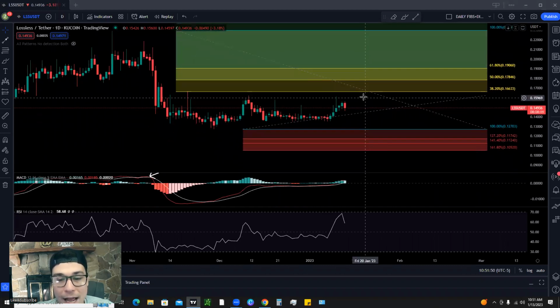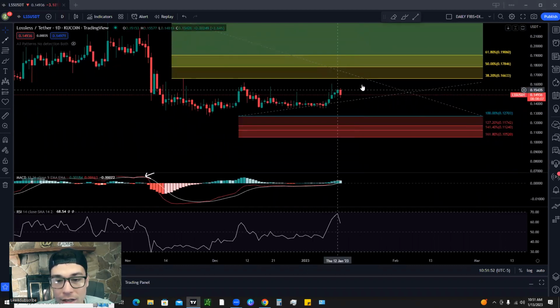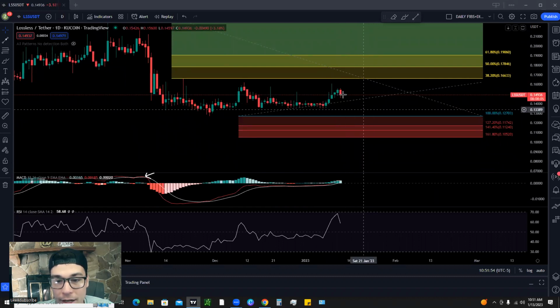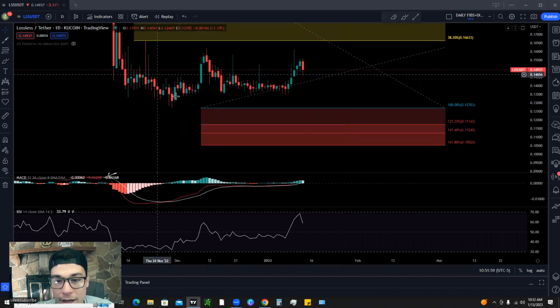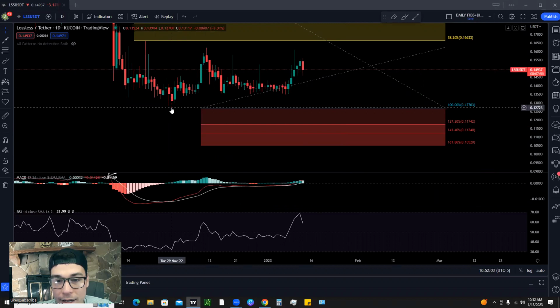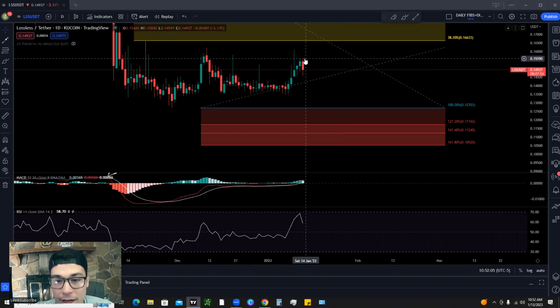Now to the downside, if we are in a trend continuation and we're going to continue heading to the downside, our breakout level of support is going to be 0.127. We tested that level previously here. That was our lowest low, and we were able to get a little bit of support and start rallying.